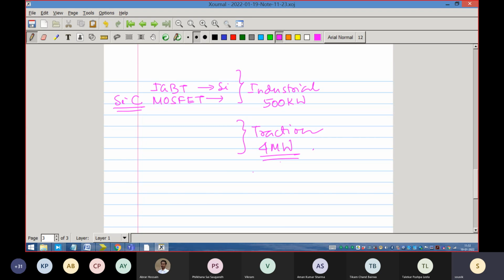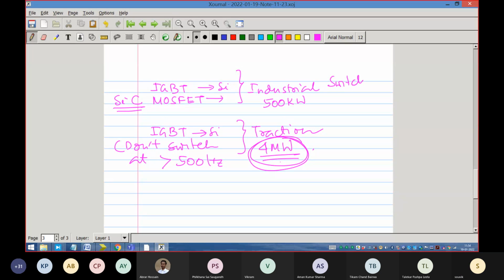So traction is a high voltage and high current system. The devices are such that they don't switch at high frequency. There are still silicon devices, but they don't switch at greater than 500 hertz. Whereas this is industrial type, where the switching frequency is greater than or equal to 10 kilohertz, or I will say 5 kilohertz. So almost a 1:10 factor is there.